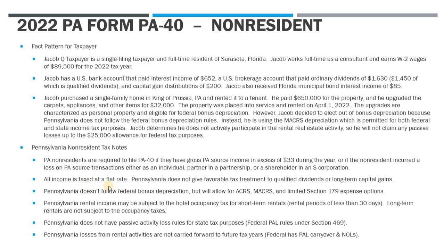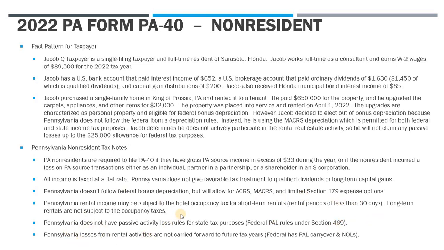Now, the income tax is taxed at a flat rate, so there are no discounted rates for things like qualified dividends or long-term capital gains, which is different from federal taxes, right? We have different rates for different things. Now, again, Pennsylvania doesn't follow the federal bonus depreciation, but they do follow ACRS, MACRS, and in some cases you can take 179 expenses.